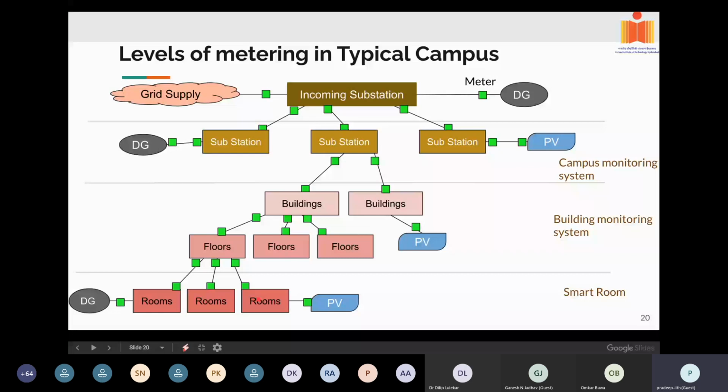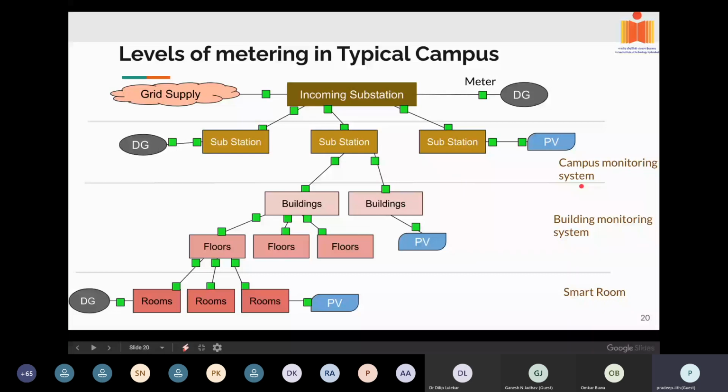Now, all these green boxes are the metering points. Depending on your choice of metering points, if you are going for the room, then it is a smart room. If you are going for a building, then it's building monitoring. If you are going for a substation, then it is a campus monitoring system. So the more you monitor, the broader the coverage you can get.